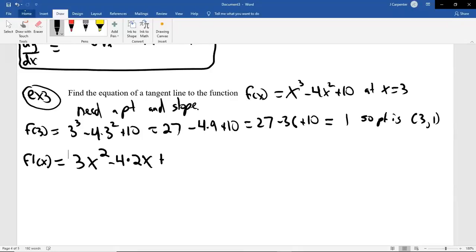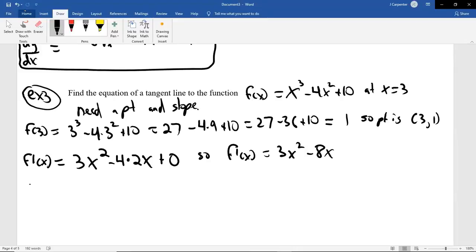Then a plus. The derivative of 10, the derivative of a constant, that was 0. That was one of the special cases. So cleaning this up, f prime of x is equal to 3x squared minus 8x. So that's the function that governs the slope, the rate of change at every single point.